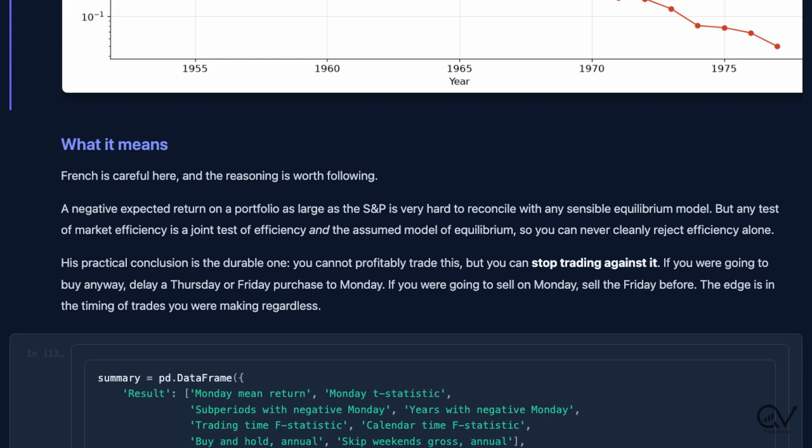His practical conclusion is the one that lasts. You cannot profitably trade this. But you can stop trading against it. Delay a Friday purchase to Monday. Move a Monday sale to the Friday before. The edge lives in the timing of trades you were making anyway.